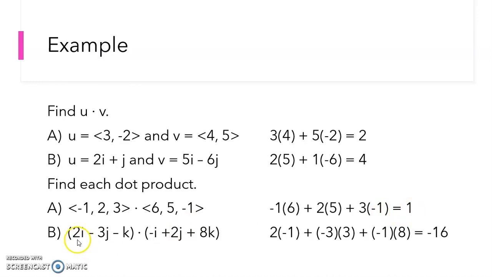And finally, we have 2 times -1 plus -3 times 2 plus -1 times 8. So you would get -2 plus -9 plus -8, which is -16. So let me know if you have questions about that. Most people find the dot product pretty easy, but let's take a look at some applications of it. Those can be pretty difficult.